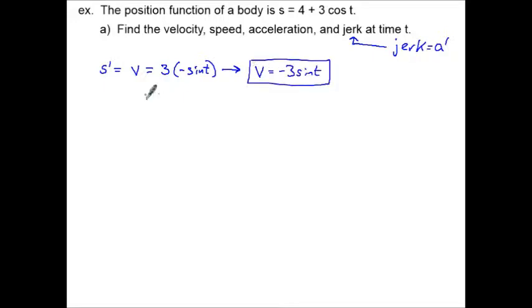Okay, speed's next. Well, speed is pretty simple. If I do the absolute value of velocity, I'll get speed. So in this case, I've got the absolute value of negative 3 sine t. And if you want to, you can clean this up a little bit, because I could actually factor out the negative 3 as a positive 3. So I've got really positive 3, and then the absolute value. I still need to take the absolute value of sine.